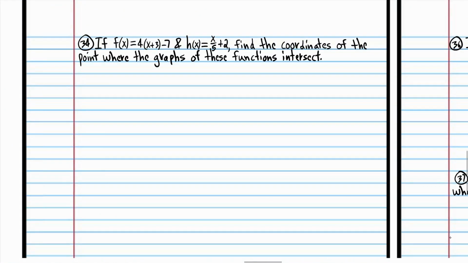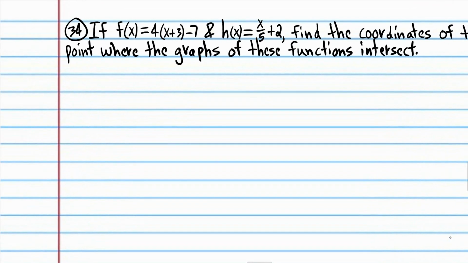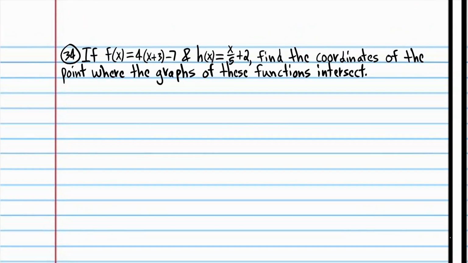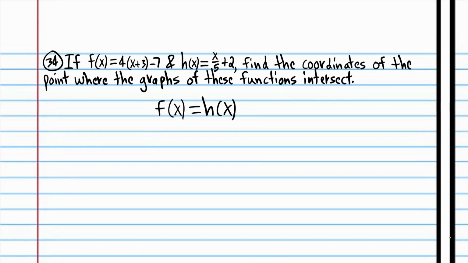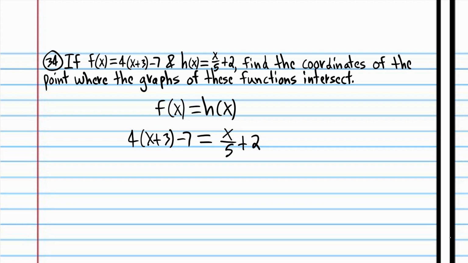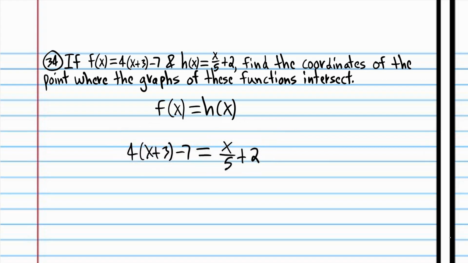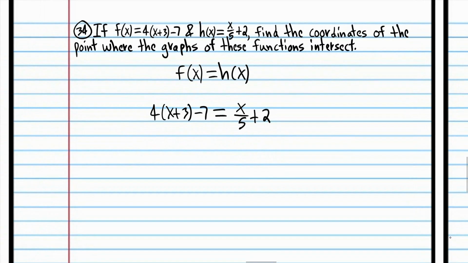Okay, so let's try another one of those problems. This is the same type of problem. We're just setting f of x equal to h of x. We're setting the y values of these graphs equal to each other. And f of x is 4 times x plus 3 minus 7, and h of x is x over 5 plus 2. So now we just have to solve. We're going to use distribution on the left side of the equation.